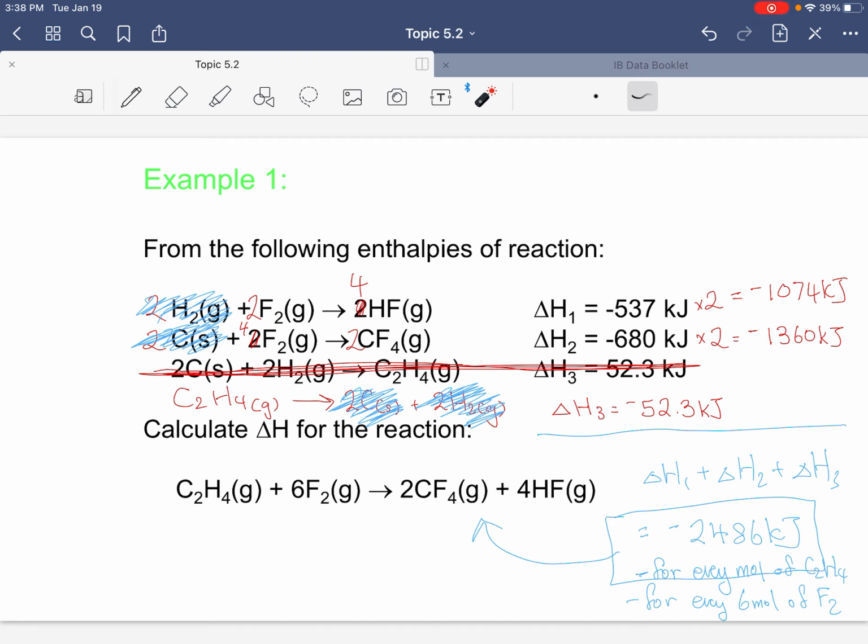Why didn't I say per mole? It's because per mole of what? For this, yeah, it's per mole of ethene, but it's not per mole of F2. It's per every 6 moles of F2. So if you want to know, hey, what's the kilojoule if it's just 1 mole of this? Well, you divide this number by 6. Then you'll know that, oh, this reaction per every mole of F2 will yield this amount.